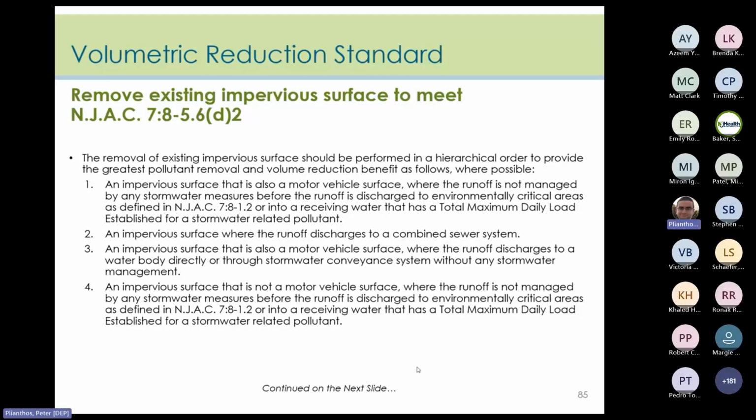Here is some text from Chapter 14 of the BMP Manual, which provides some instructions relating to NJAC 7:8-5.6(d)(2). As an alternative to meeting the volumetric reduction standard, NJAC 7:8-5.6(d)(2) allows for the removal of existing impervious surface totaling an area equal to or greater than the impervious surface within the disturbed portions of the major development site. So I'll leave up this slide for around 10 seconds to give everyone a chance to read.